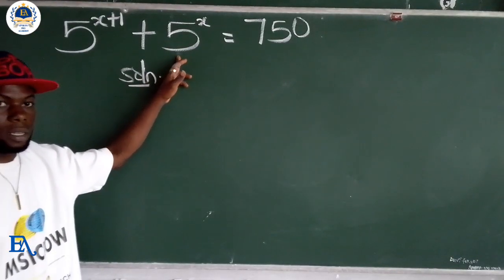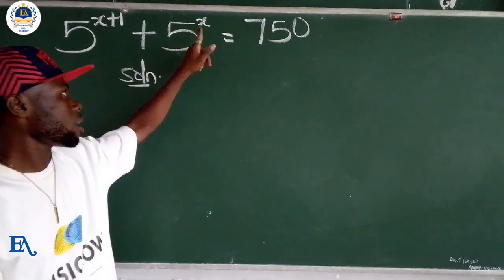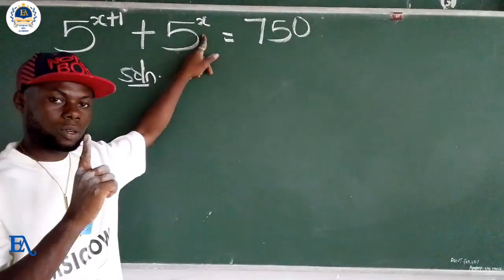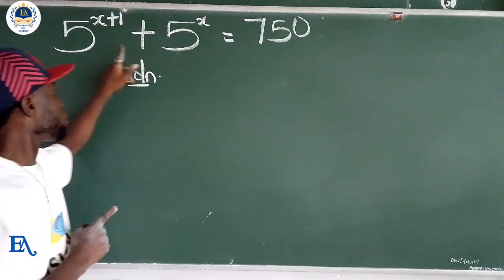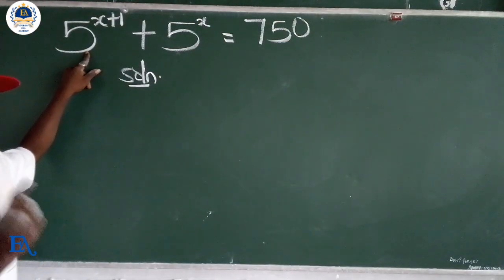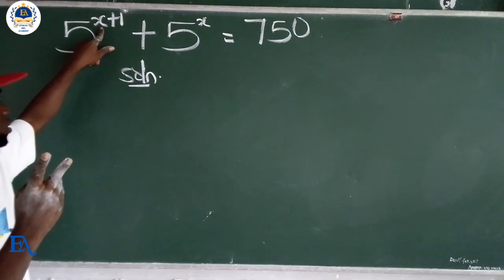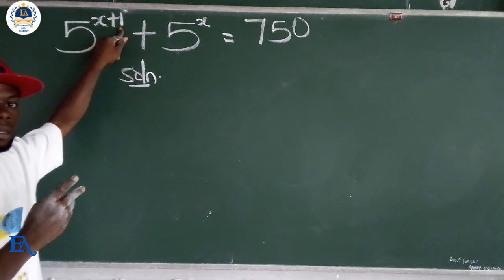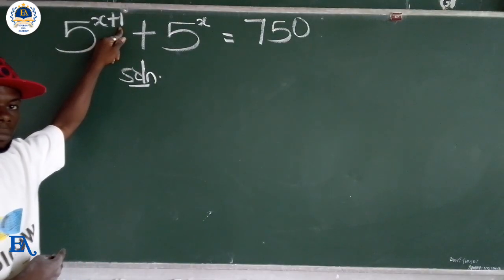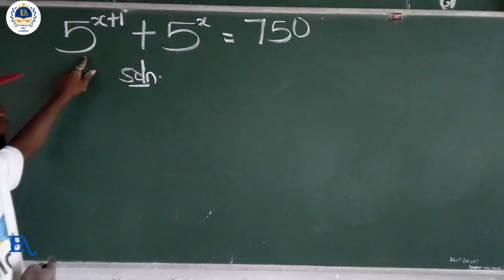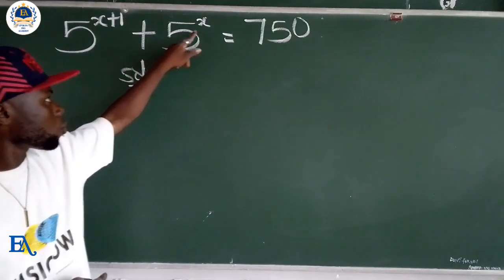If you look at this, 5 is raised to the power of x, which is just 1 term as the power, while this 5 is raised to the power of 2 terms, x and 1. Terms are separated by either a plus or minus. So this is raised to the power of 2 terms, and this is raised to the power of 1 term.